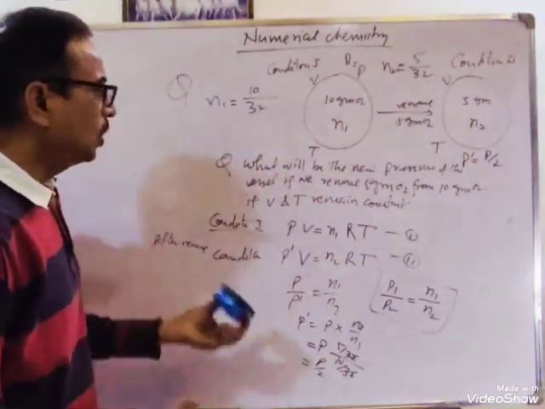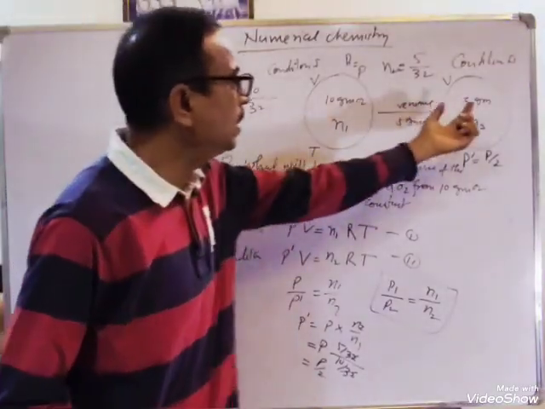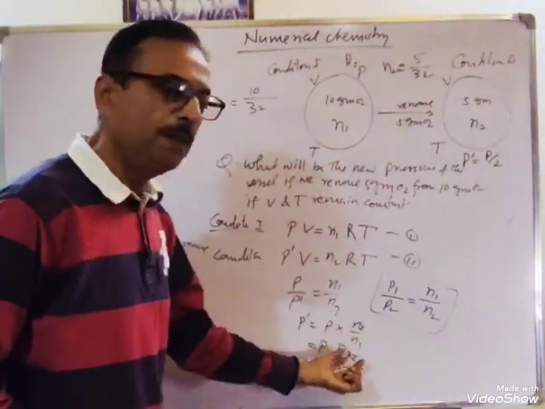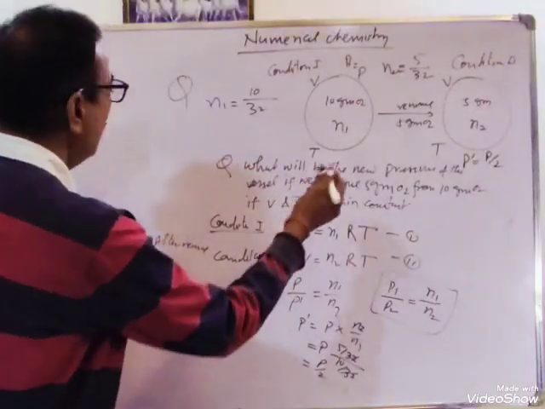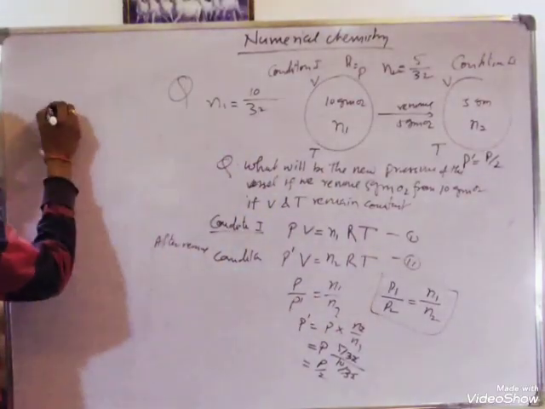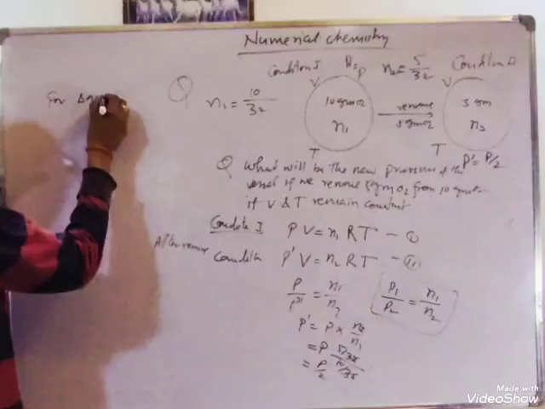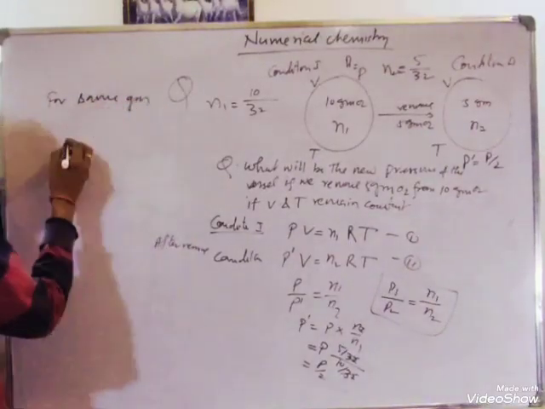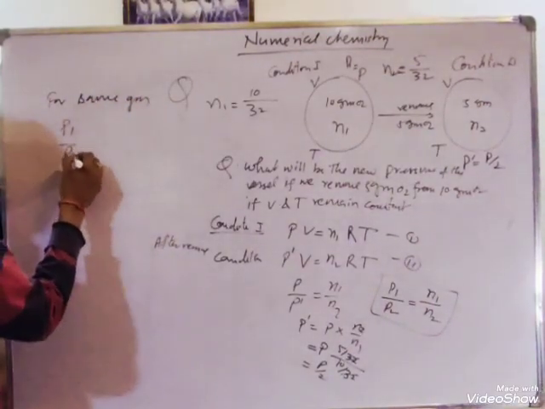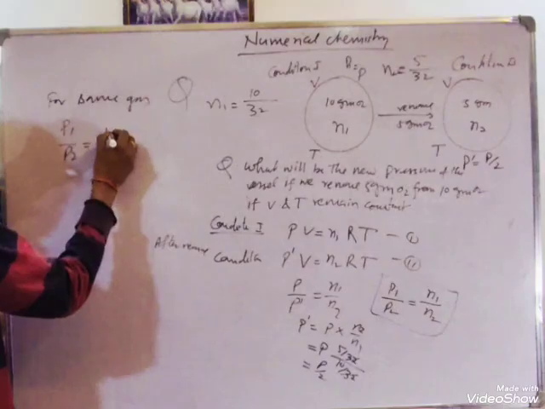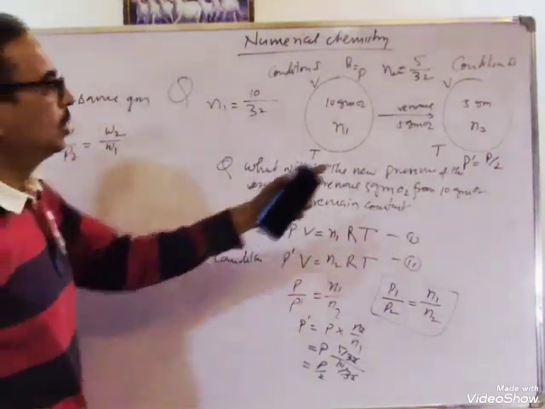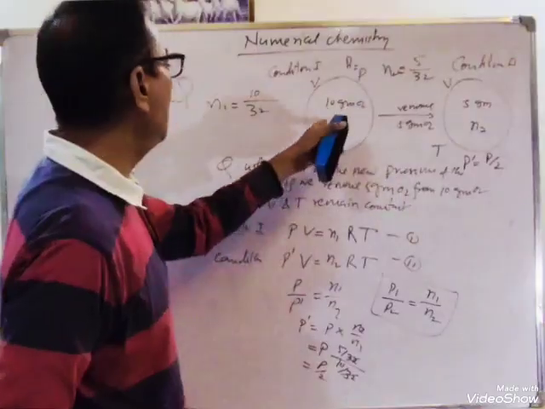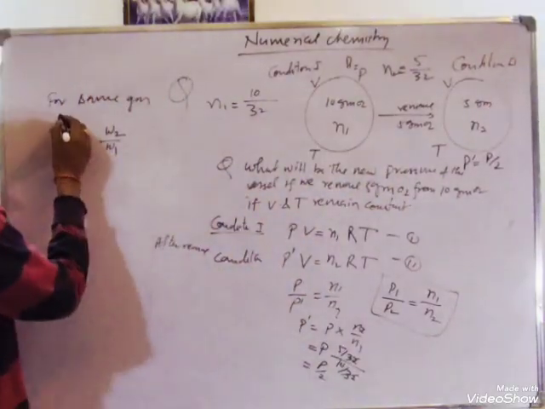This is objective type question. If gas is different, then molecular weight will impact. So you can apply this question directly. For same gas, you note down, for same gas, P1 by P2 equal to W2 by W1. Weight of second condition divided by weight of first.